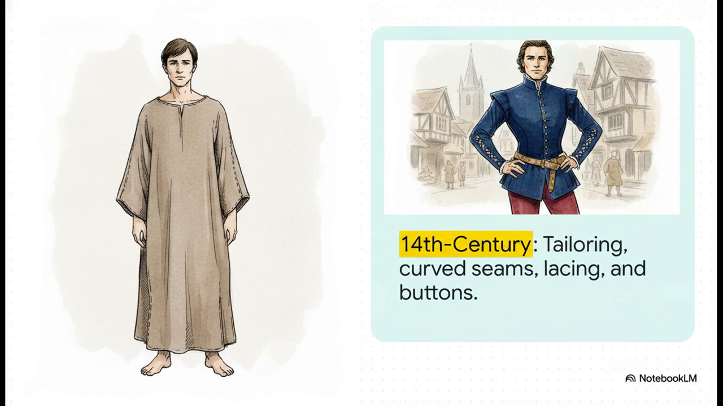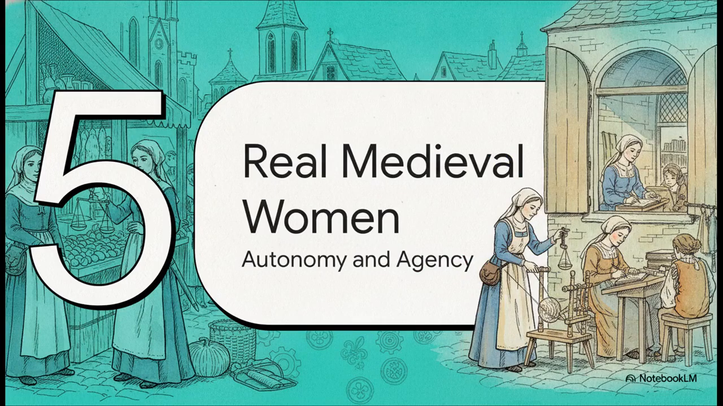And you know how they showed off that new wealth? Fashion. It's so interesting, costume historians actually point to the mid-14th century as the birth of recognizable fashion. People moved away from those old simple draped garments with straight seams. Suddenly, we see complex tailoring, curved seams, lacing, and buttons. They were literally wearing their newly acquired wealth and rising status right there in the streets of London for everyone to see. Section 5. Real Medieval Women, Autonomy and Agency.